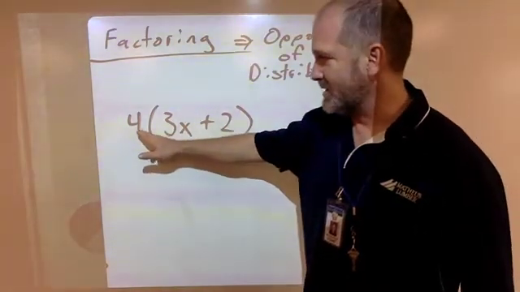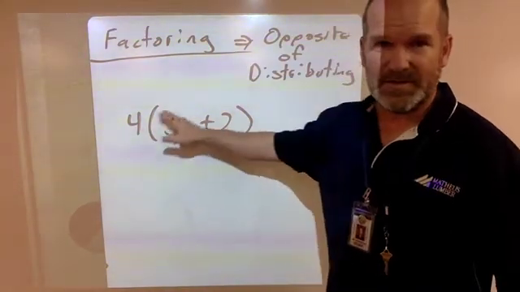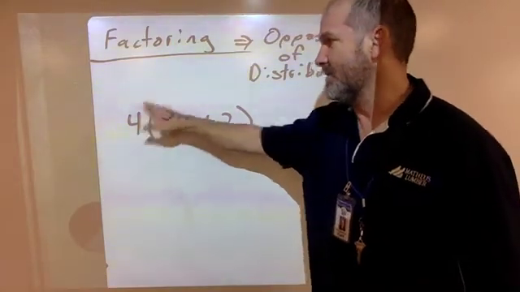Distributing is when you're multiplying something by a parenthesis. You got to multiply that thing by everything inside of the parenthesis.